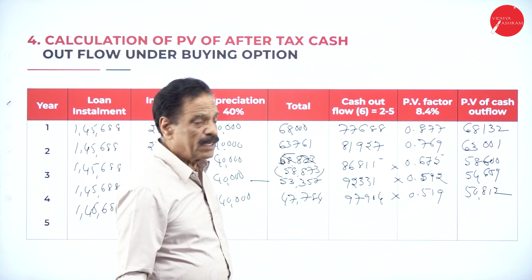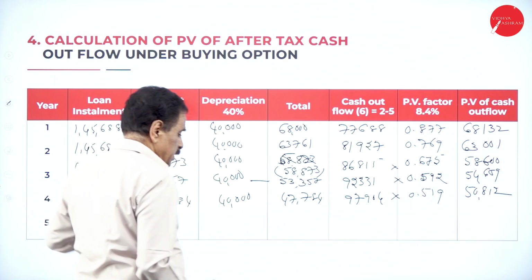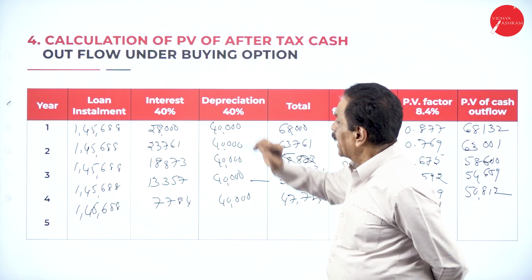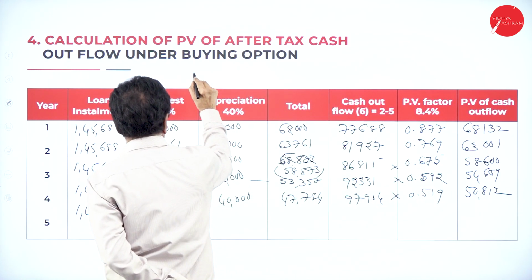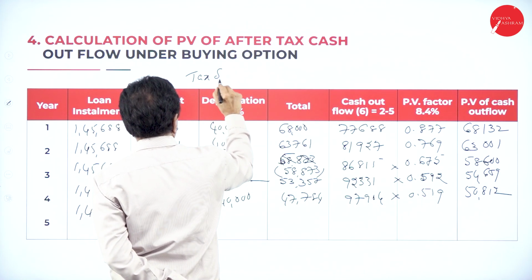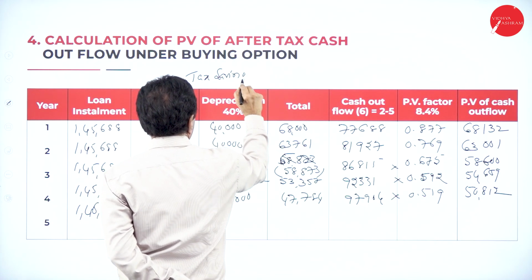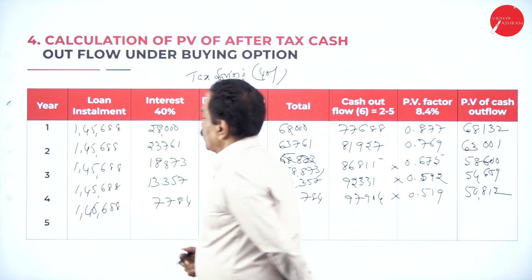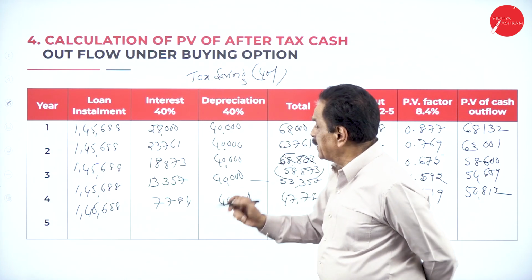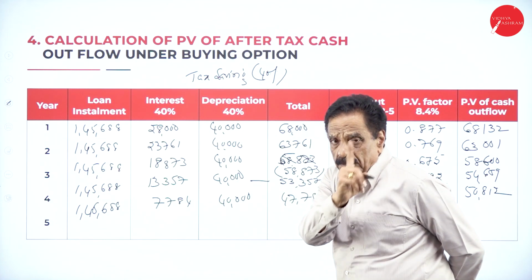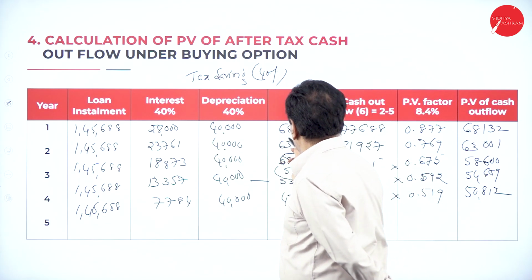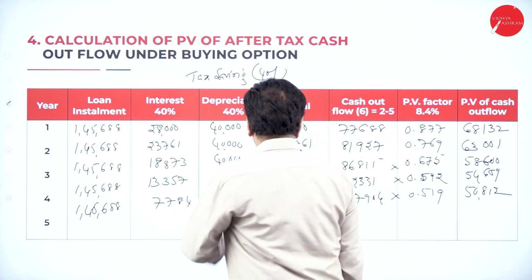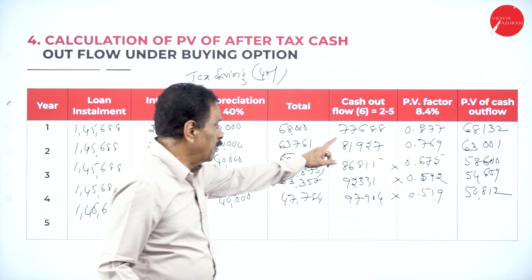So how have we done now? Your installment is 1,45,688. So tax saved here, tax saving 40%. So 40% of interest is 28,000, 40% of 1 lakh is 40. Totally saved 68,000. How much do you have to pay? 1 lakh 45,688. How much to say? 68,000.